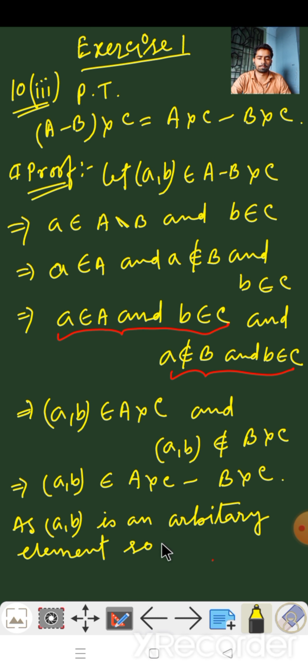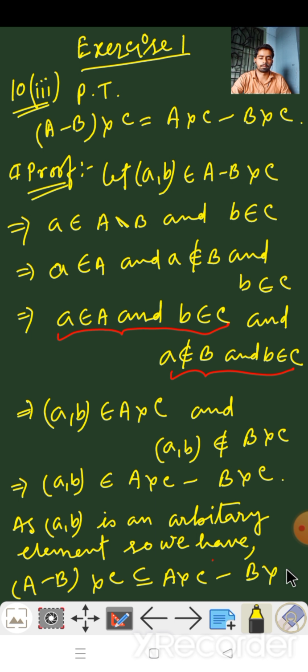So we have (A difference B) cross C a subset of (A cross C) difference (B cross C). This is the first part of proving equality of two sets by proving subsets. And in the next part, I will show that the right hand side is a subset of the left hand side.